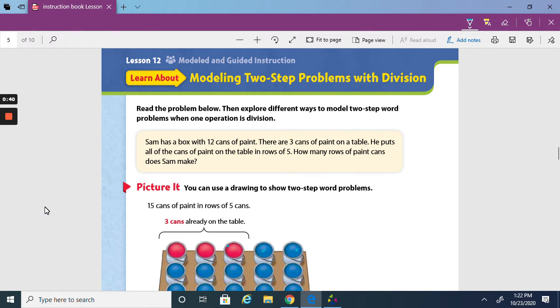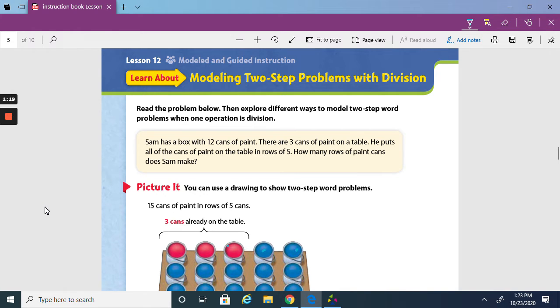We are on pages 128 and 129. Read the problem below, then explore different ways to model two-step problems when one operation is division. The problem they've given us reads, Sam has a box with 12 cans of paint. There are 3 cans of paint on the table. He puts all the cans of paint on the table in rows of 5. How many rows of paint cans does Sam make?